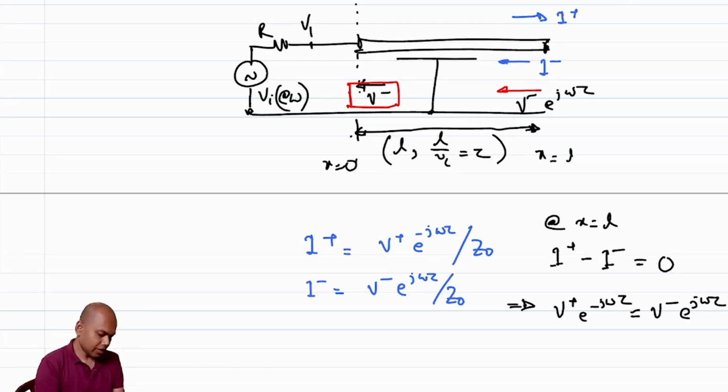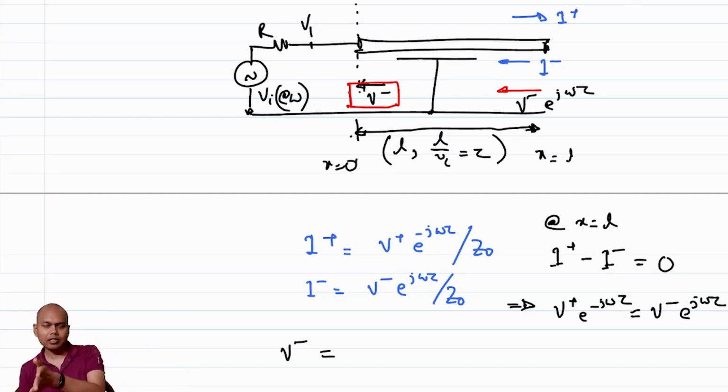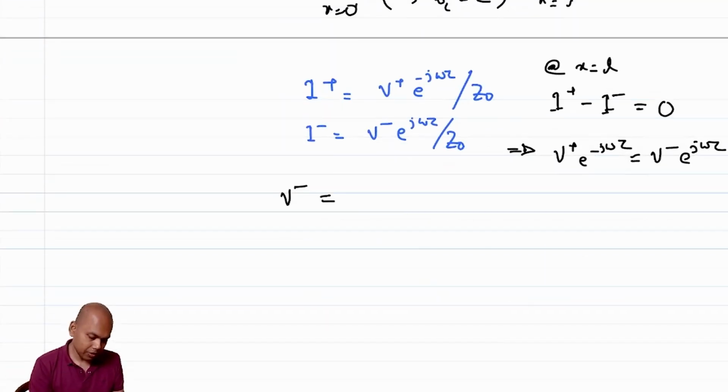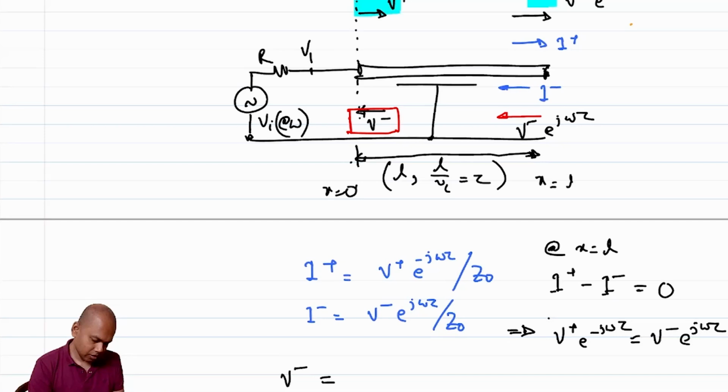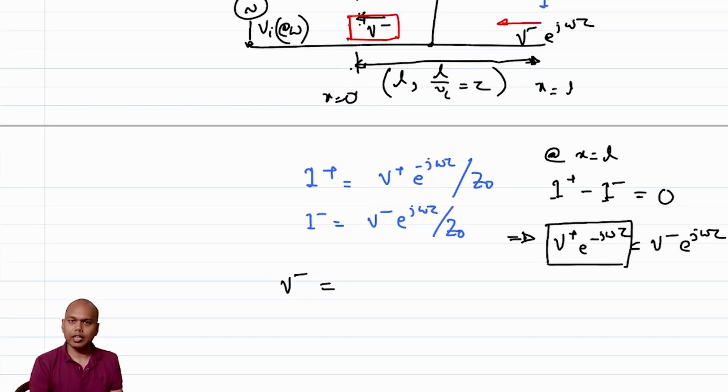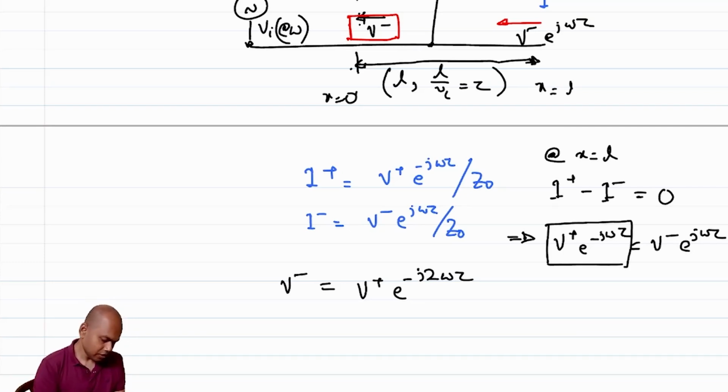So which essentially means that V minus, which appears at the input port, is a delayed version of V minus that appeared at the open circuited terminal, which means this is nothing but V plus e to the power minus j omega tau, further delayed by tau, right? So which is equal to V plus e to the power minus j 2 omega tau, correct? So now let me mark out the important stuff.